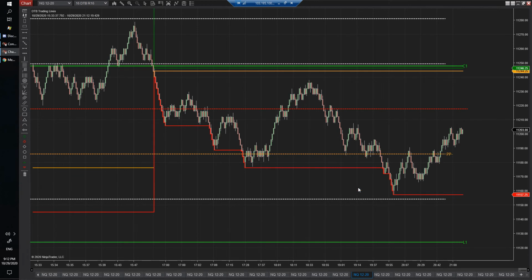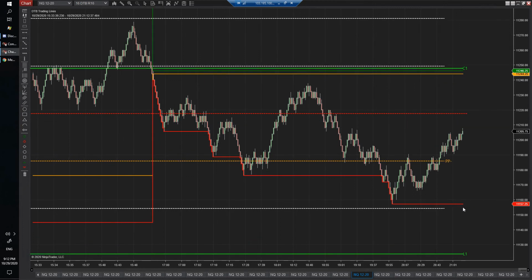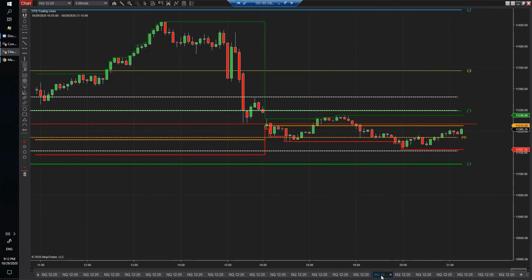We have a red line, which is basically the low of the day, and we have a green line that is going to plot the high of the day. So they are going to be unlettered, or they're not going to have details next to them, but that's just basically plotting you the high and the low of the day. And there is the trading lines on a 5-minute chart.